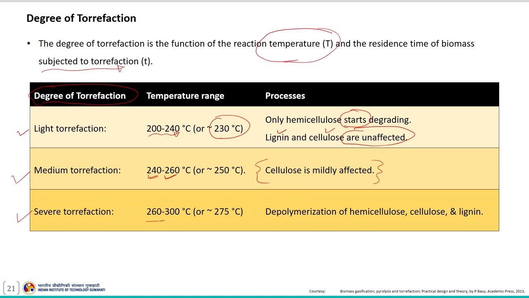Now the temperature range in this severe torrefaction has reached up to 300 degree C, and we can say roughly about 275 degree C. And in this step, the complete depolymerization of the hemicellulose occurs, followed by the start of depolymerization of the cellulose and the lignin.